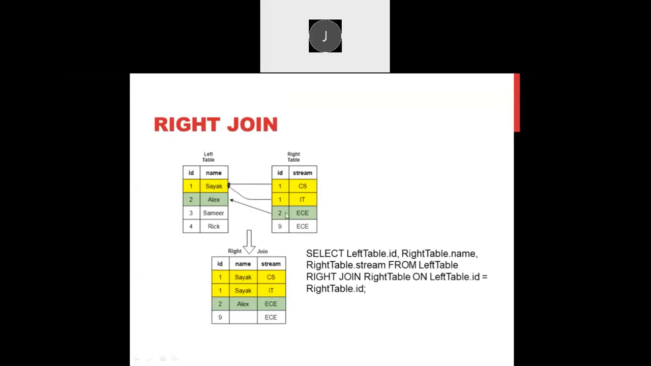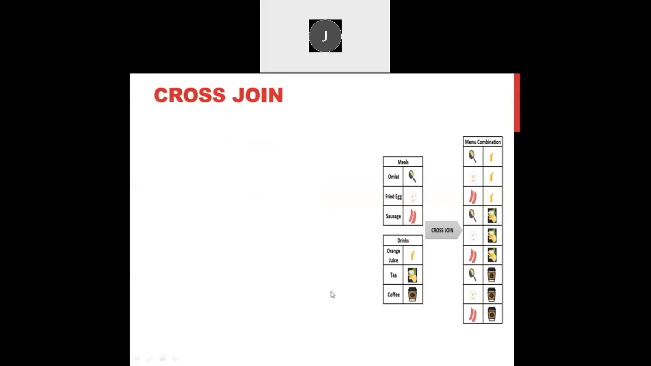Okay, right, we have seen this is the example for right table. All the fields from ID and stream are listed here, and from the left table whatever is matching, like 1 and 2 matching, is listed. For the ninth row in the right table there is no matching value in the left table, that's why it is blank. Okay, furthermore, there is a cross join.